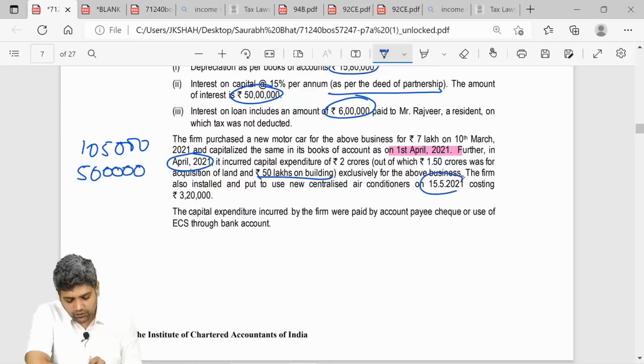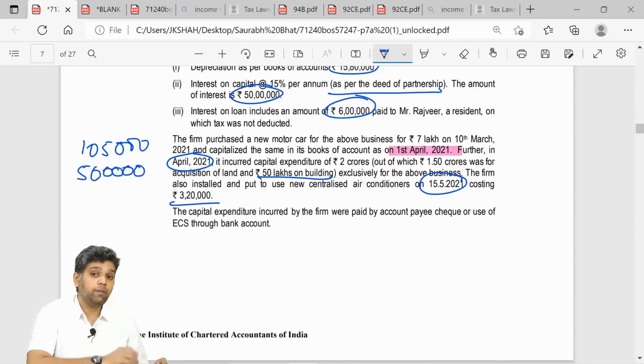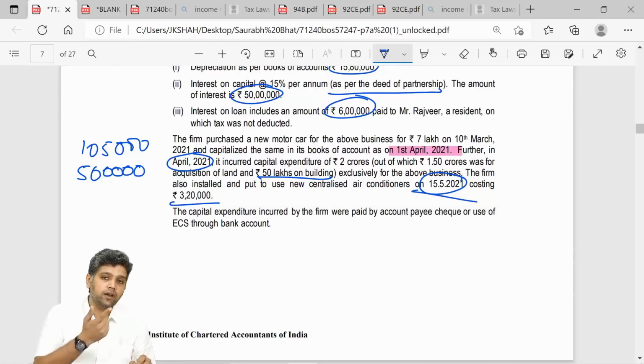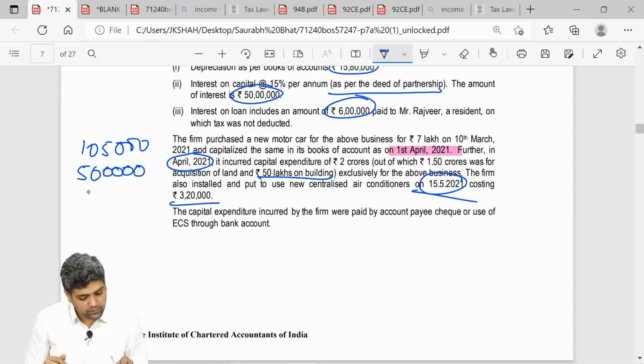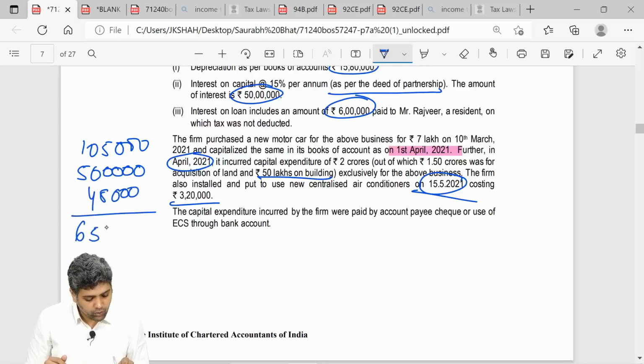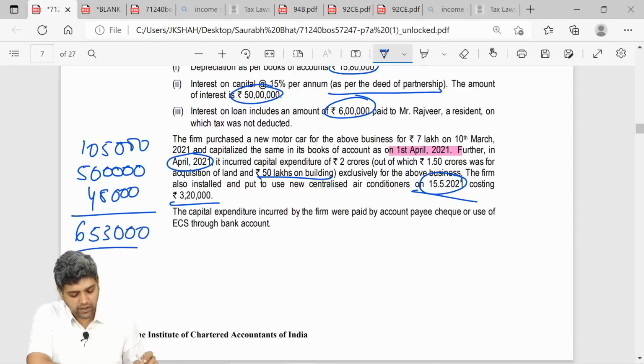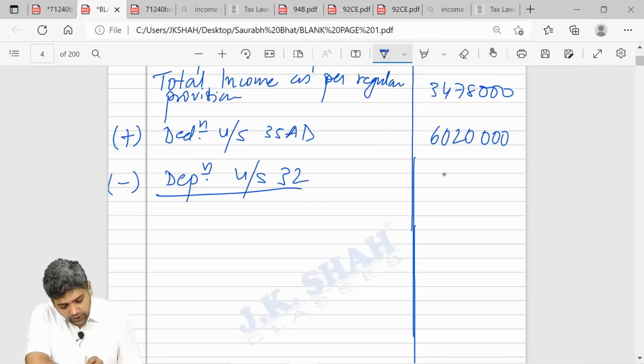Apart from that, you have installed an air conditioner on 15th of May for 3,20,000. Be very mindful: if it is, let's say, 15 November, then you will get depreciation at half of the normal rate. These are common mistakes made by students. So on this, 15% comes to 48,000. The total is 6,53,000. That's the depreciation admissible to you. In the exam, you can always show the breakup, that is fine.